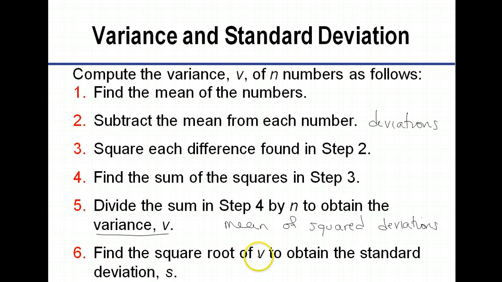The variance is called v, right? So we find the square root of the variance, and that will give us the standard deviation denoted with a small s. Okay, so the first 5 steps here are all about computing the variance v, right? This last step down here is purely for constructing the standard deviation called small s.